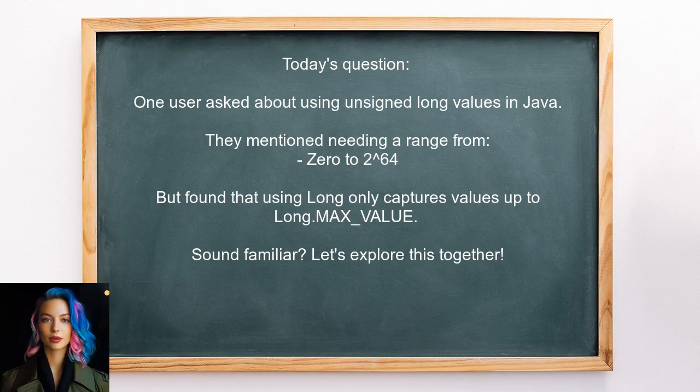Here's the specific question we're addressing today. One user asked about using unsigned long values in Java. They mentioned needing a range from 0 to 2 raised to the power of 64, but found that using the long wrapper only captures values up to Long.MAX_VALUE. Sound familiar? Let's explore this together.